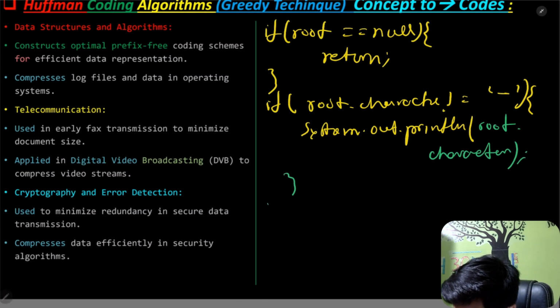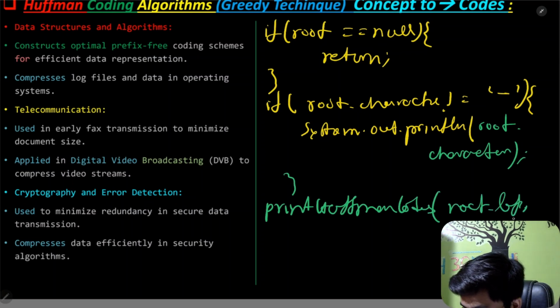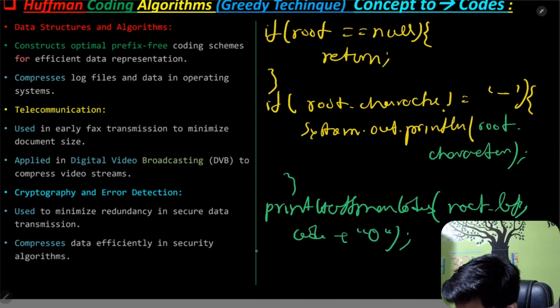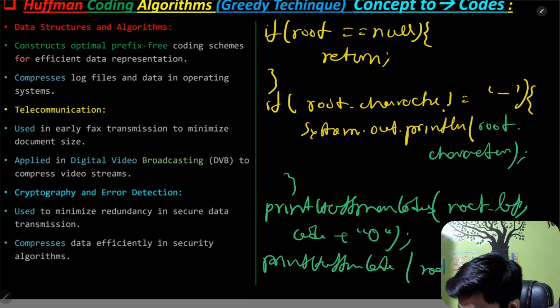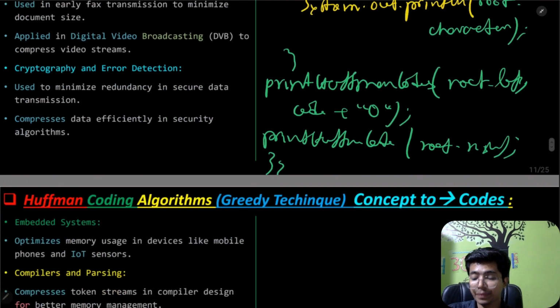printHuffmanCodes(root.left, code + 0), and printHuffmanCodes(root.right, code + 1). And now the function is being closed. So that was the code for the Huffman coding.